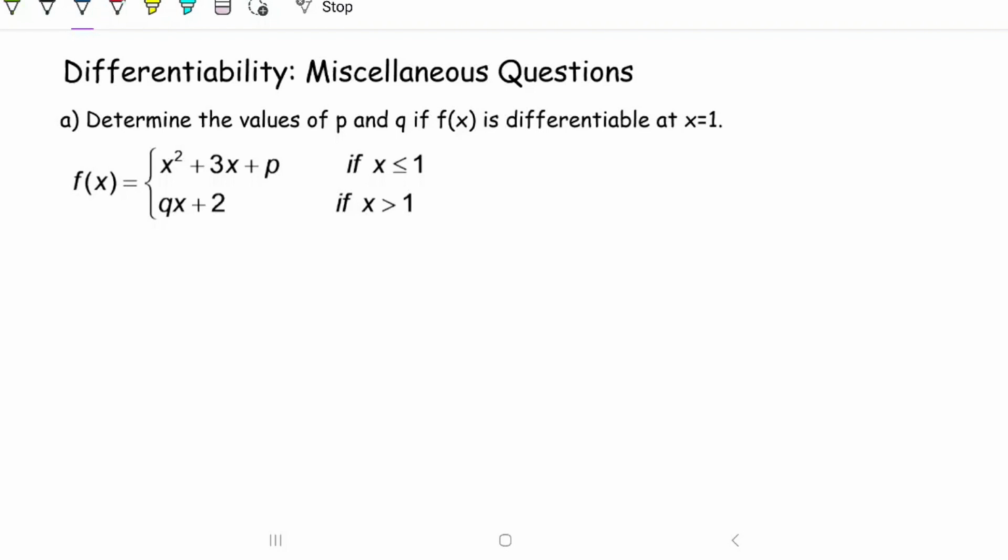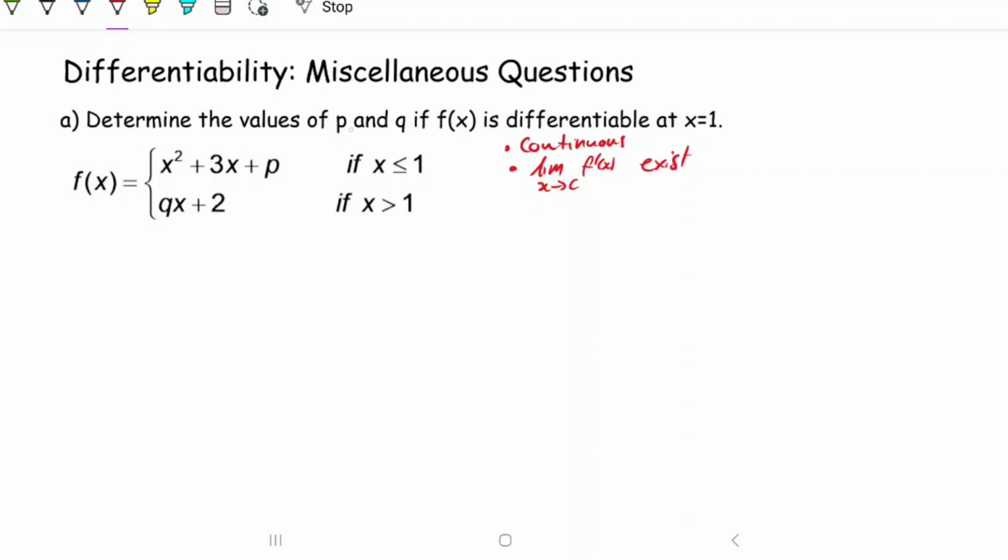In our previous videos, we came up with the understanding that for a function to be differentiable, it needs to, one, be continuous. And once it is continuous, the limit of the derivative has to exist. So the limit of the derivative must exist. So let us dive into this question.